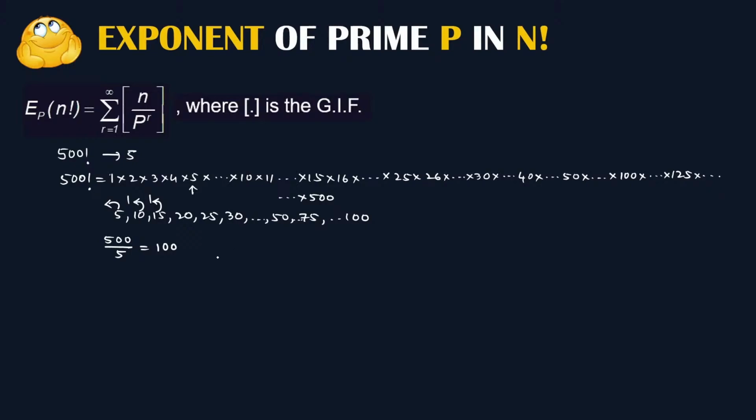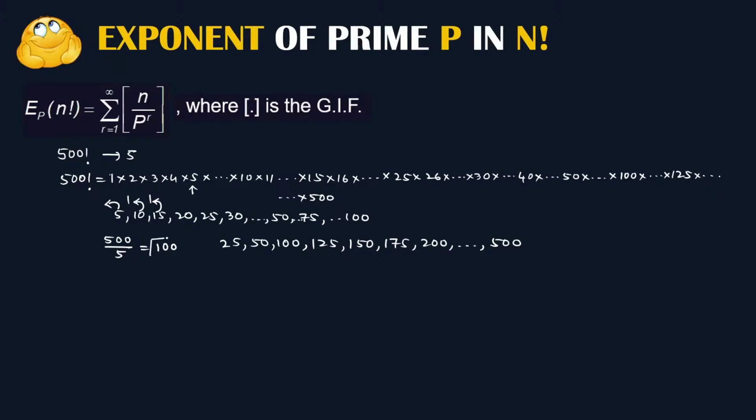Okay? Now, if you look carefully, till here it's okay to you? Now see, there are also numbers like 25, 50, 100, 125, 150, and this thing goes on, 175, 200, till 500. All those numbers are not having only one 5, they are having more than one 5.